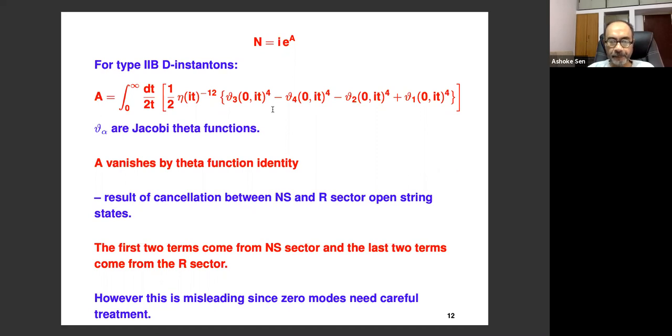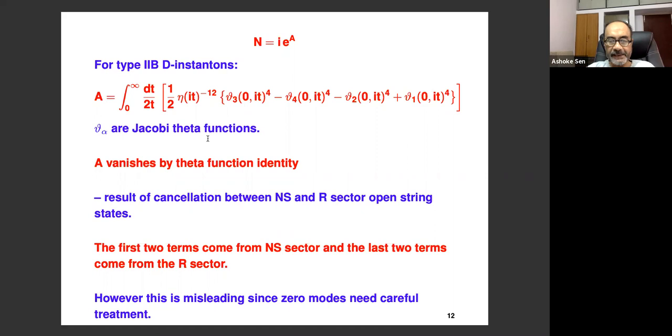So A basically is calculating the trace of e to the minus 2 pi t L0, weighted by minus 1 to the F, where F is the worldsheet fermion number. So it is basically the space-time fermion number. And this cancels between Neveu-Schwarz and Ramond states. These two are contributions to the Neveu-Schwarz sector, and these two are contributions to the Ramond sector.